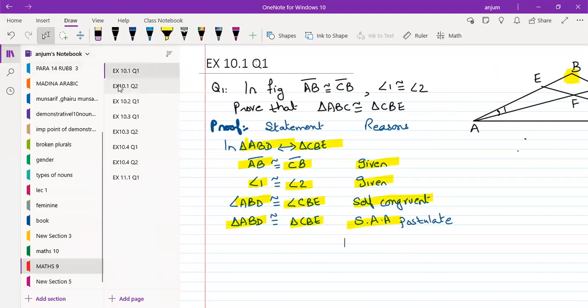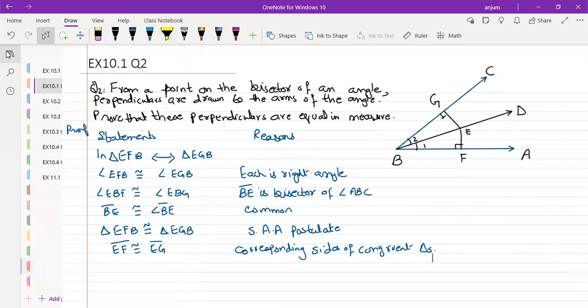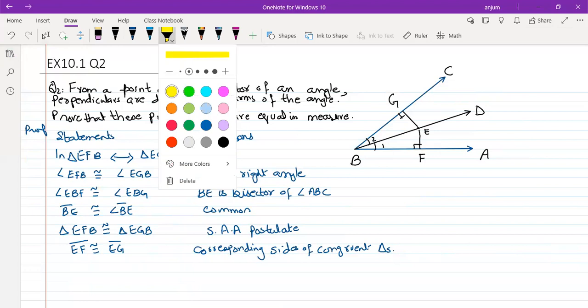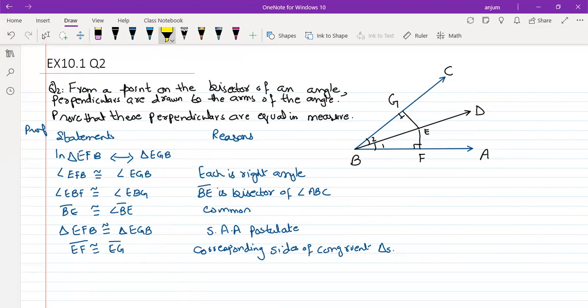Now let's move to question number 2. In question number 2, the data is that from a point on the bisector of an angle ABC, perpendiculars are drawn to the arms of the angle. Here you can see in the diagram, one perpendicular is this and the other is this. And we have to prove that these perpendiculars are equal in measure. That is, at the end, we have to prove that perpendicular EF is congruent to perpendicular EG.